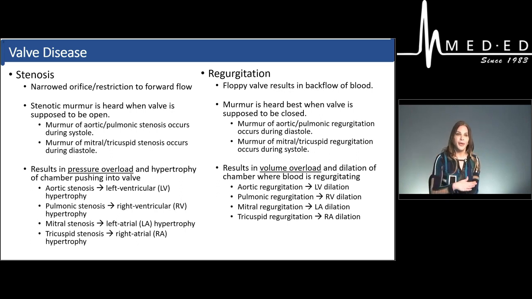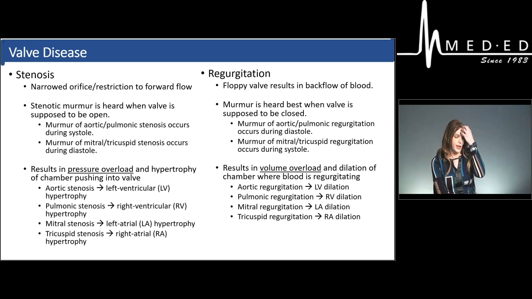Okay, so stenotic murmurs you're going to hear when the valve is supposed to be open. If you think about when the aortic and the pulmonic valves are supposed to be open, well, those are open during systole when we're trying to get blood from the ventricle out into one of the circulatory systems. So you will hear the murmur of aortic stenosis and pulmonic stenosis during systole. And then when you think about when the mitral and the tricuspid valves are supposed to be open, those valves are typically open during diastole. So you will typically hear the murmur of mitral and tricuspid stenosis during diastole when those valves are supposed to be open.